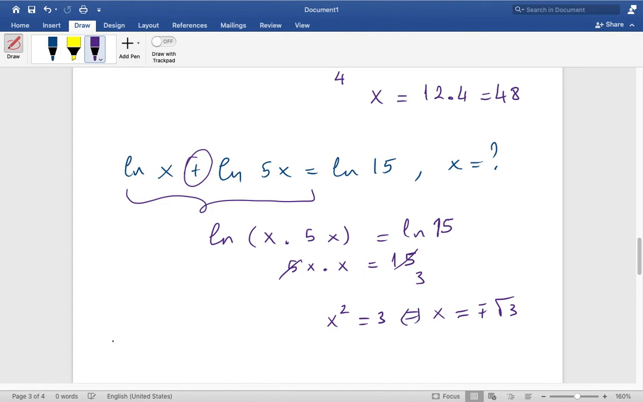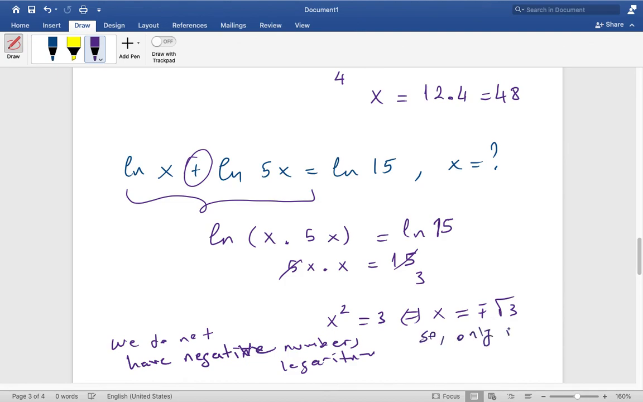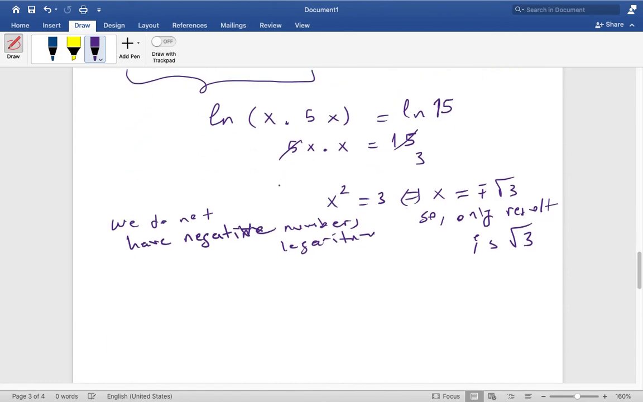But don't forget, we do not have the logarithm of negative numbers. For that reason, I have to eliminate negative root 3, so the only answer is square root of 3. If I put here ln of negative root 3, this is undefined. We don't have the logarithm of negative numbers, but for root 3 there is no problem.